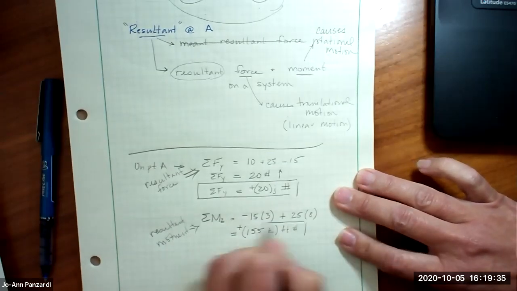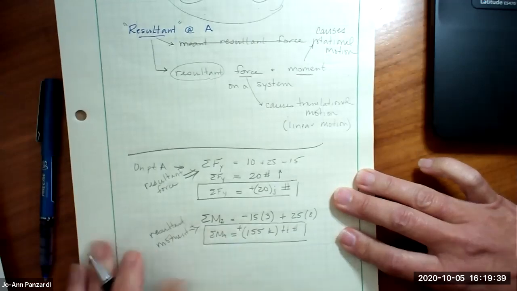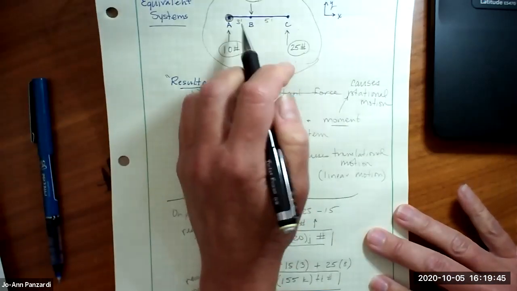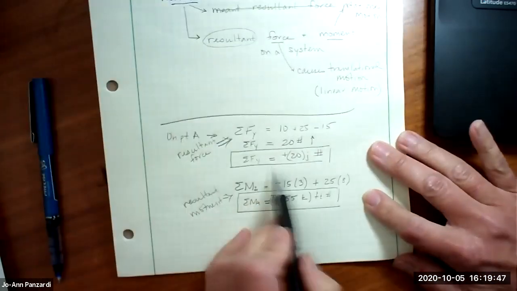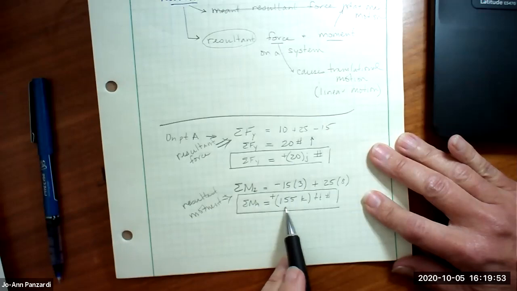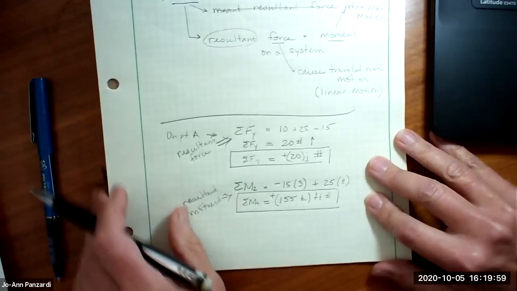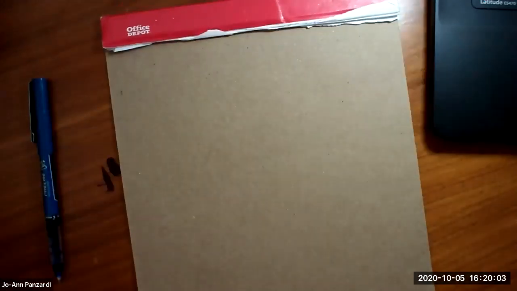So I'm going to write this down right now. Sum of the moments about Z. So the net effect of these three forces on the beam at point A is a sum of the forces of 20 pounds going up and 150 foot-pounds in the positive K. So now let's take a look at equivalent systems.